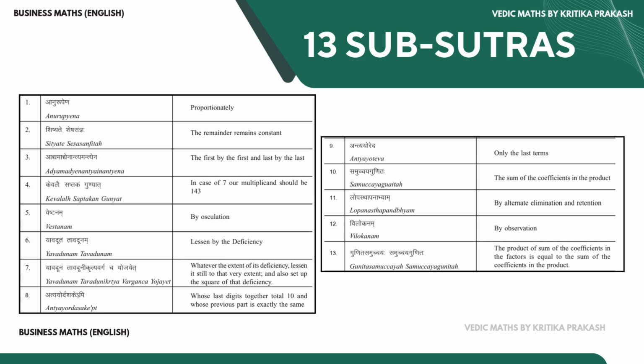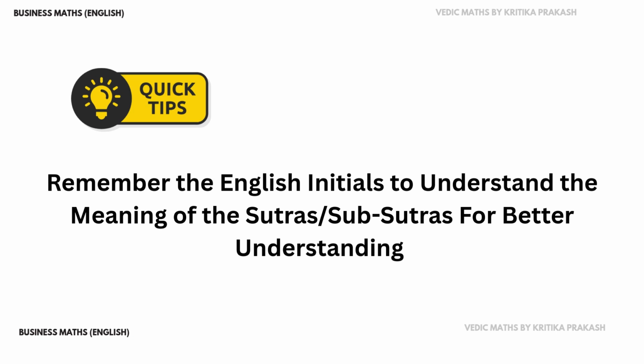So when we are remembering the 13 sub-sutras, we can just remember the names of some of them and the initials. So just for an example, the first sub-sutra can be remembered as proportionality, the sub-sutra name starts with A. The second one, the sub-sutra name starts with SS. The third sub-sutra, the name starts with A. The fourth sub-sutra, the name starts with KSG. So this is how we can remember the Sanskrit terminology while we are remembering the sub-sutras.